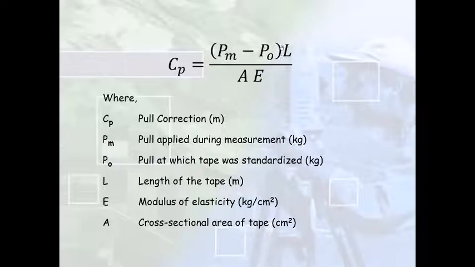L is again the length of the tape, the total length of the tape, and not the length that you are measuring. A is the cross-sectional area of the tape, and E is the Young's modulus. So combined, this product EA gives you the stiffness. That basically tells you how much deformation is there in the tape on the amount of pull that you are applying. So when you apply this equation, you need to take care of the units. You need to make sure that area, Young's modulus, and length are all in the same unit so that the correction that you get is correct.